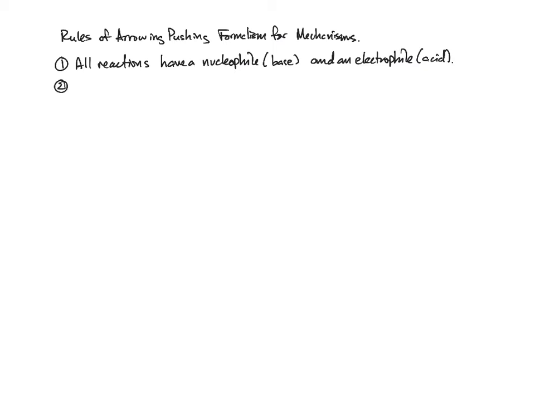The second thing, arrows originate from the nucleophile and end at the electrophile. So this should conceptually make sense because the nucleophile is supplying the electrons that form the new bond, and the electrophile is accepting them.